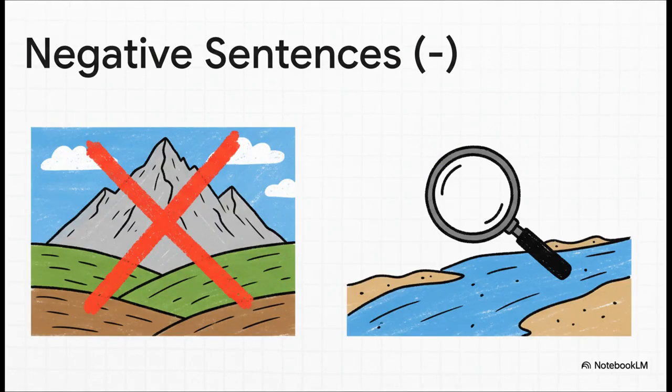For negatives, we just add not. So for one thing, we say, there isn't a mountain here. And you probably know, isn't is just the short, easy way to say is not. And for many things, you'd say, there aren't many fish in the river, where aren't is short for are not.